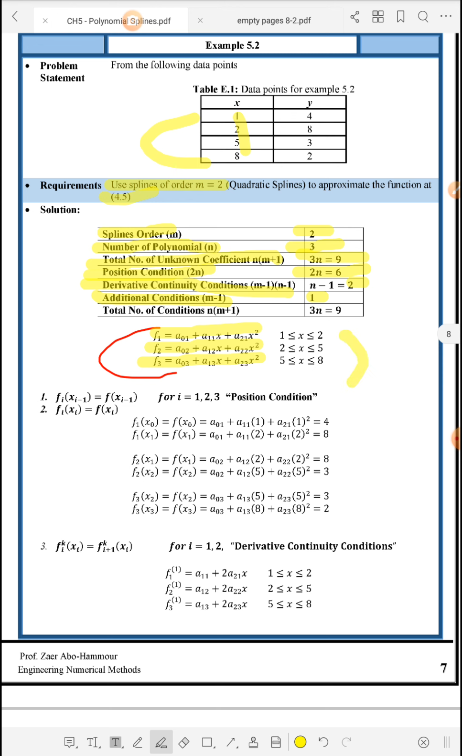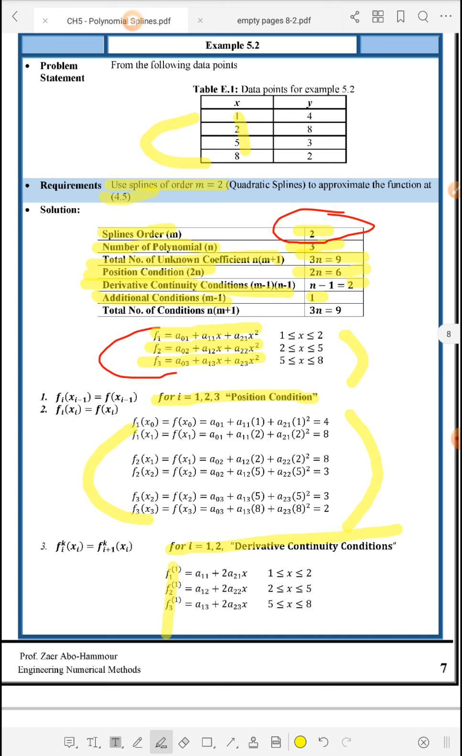And we will start with the position conditions, and based on those position conditions we will generate 6 conditions. They are 3 splines. By 2 conditions from the left and right, we will generate 6 conditions. They are those, and then we switch to the continuity conditions, and those continuity conditions will be for the first order derivative only, because here the spline order is of order 2. So m is equal to 2. So m minus 1 will be 1. So we will only calculate the first derivative.